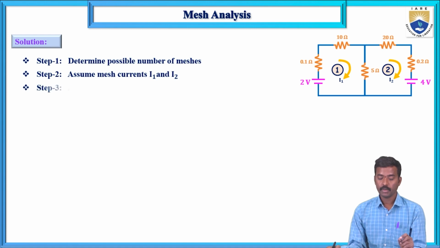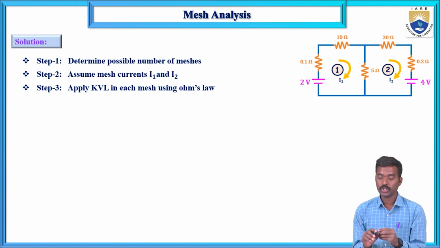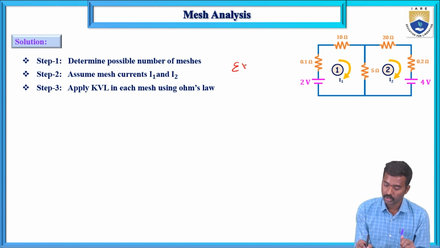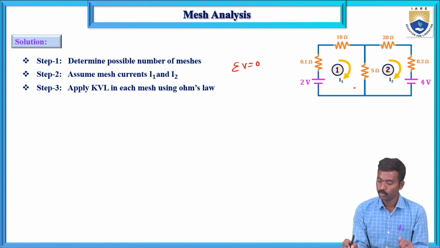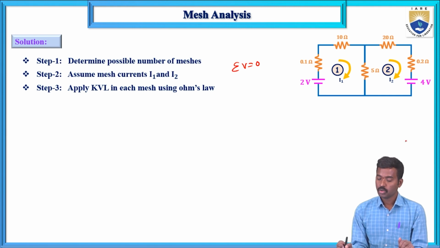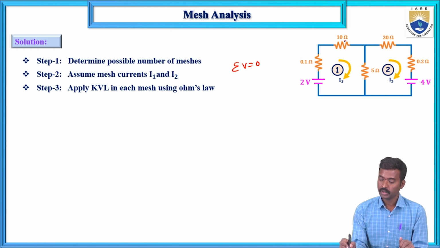After that, step 3: apply KVL in each mesh using Ohm's law. KVL means the algebraic sum of total voltages in a loop equals 0. So in the first loop and second loop, apply KVL. Here 2 volts is a rising voltage, and 0.1, 10 and 5 are resistors, so those are voltage drops.